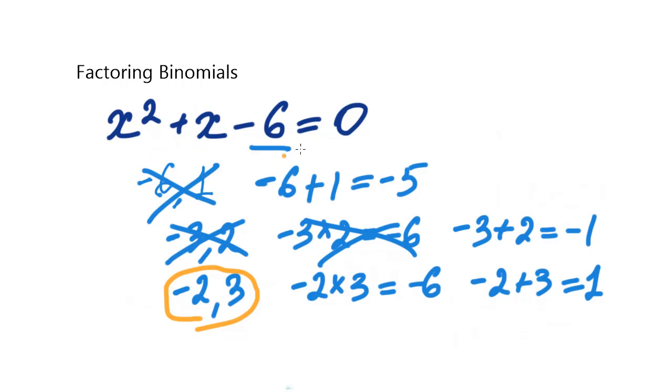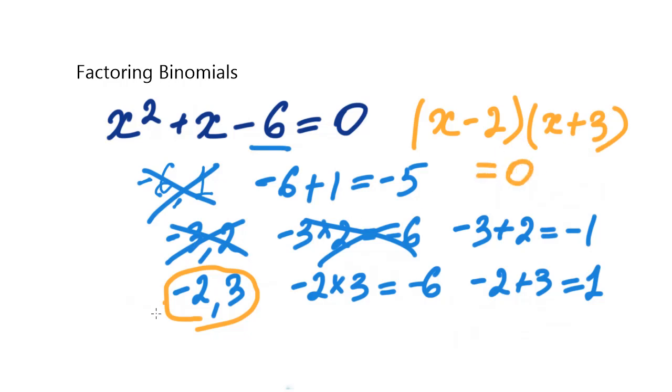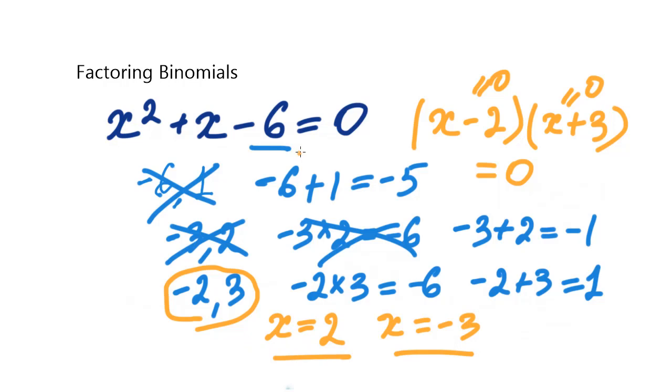What that means is that this quadratic can be written like this: x minus 2 times x plus 3 equals 0. So I just take these numbers and I write them after x. That's how we factor it. Now to find the roots or the solutions to this, we have to set this equal to 0. So this product will be 0 when either this is 0 or this is 0. And this will be 0 when x is equal to 2, and this will be 0 when x is equal to -3. So these are the two solutions to our equation.